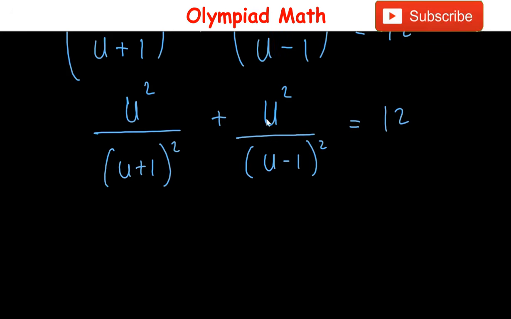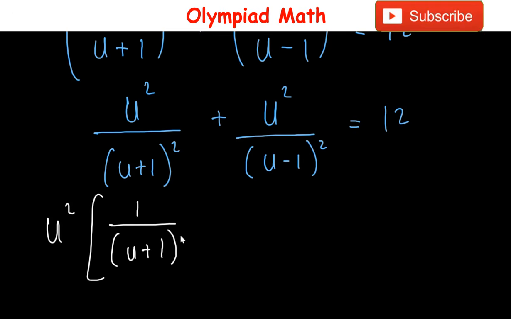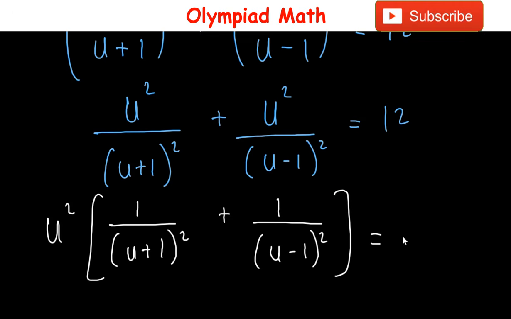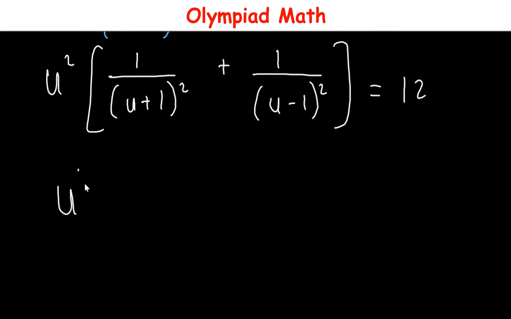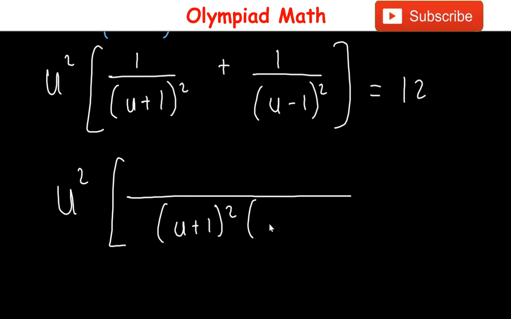Next, factorize out u^2 from this equation. We have u^2 times (1/(u + 1)^2 + 1/(u - 1)^2) = 12. So with this, the LCM of (u + 1)^2 and (u - 1)^2 is simply (u + 1)^2 multiplied by (u - 1)^2.